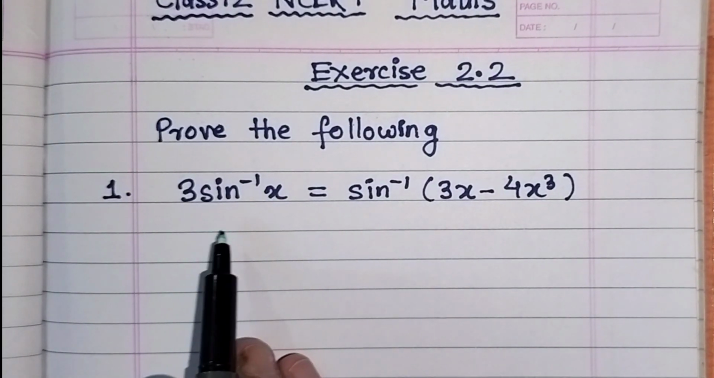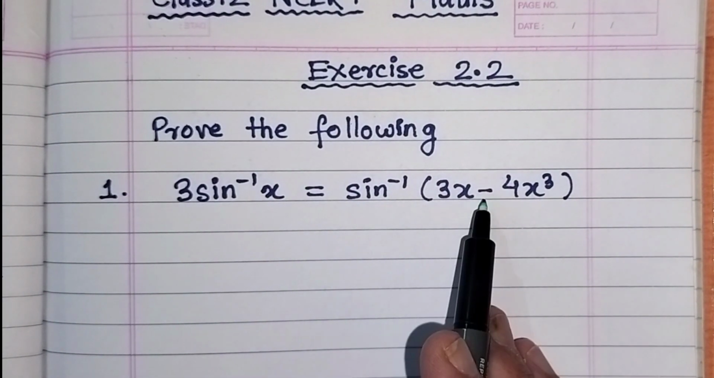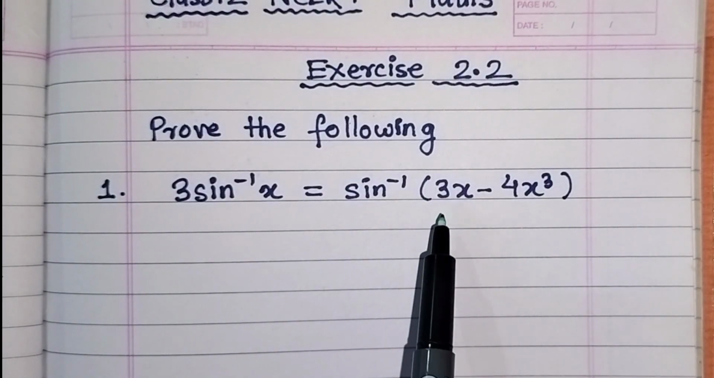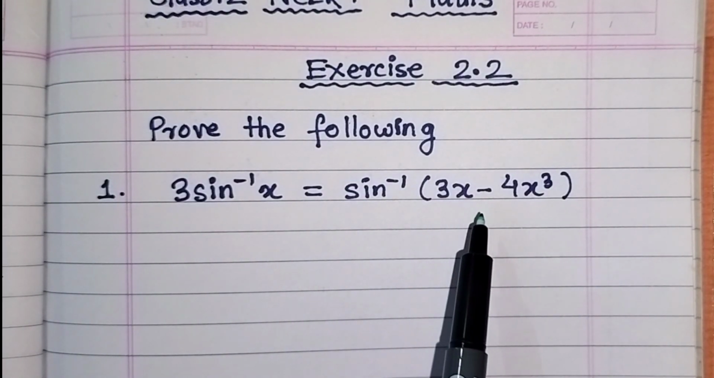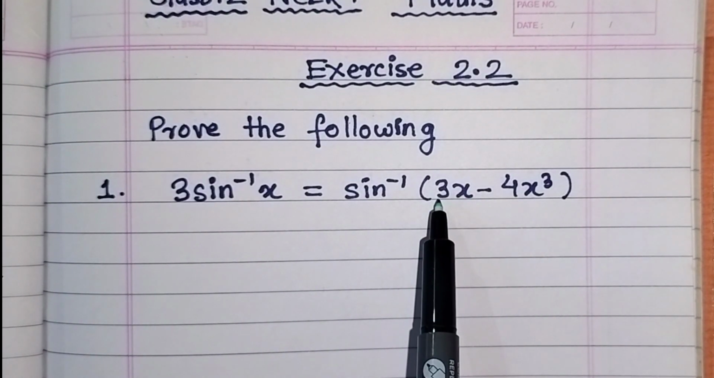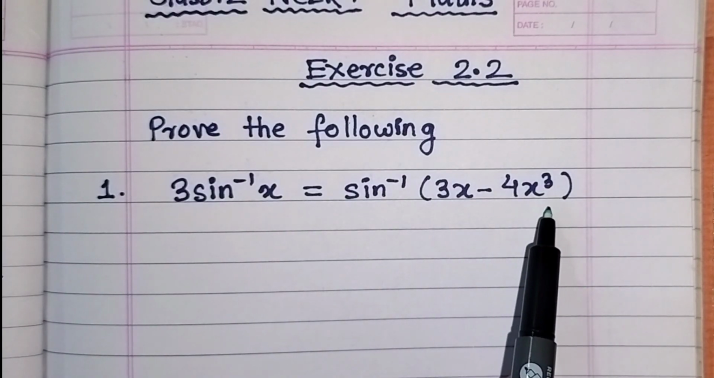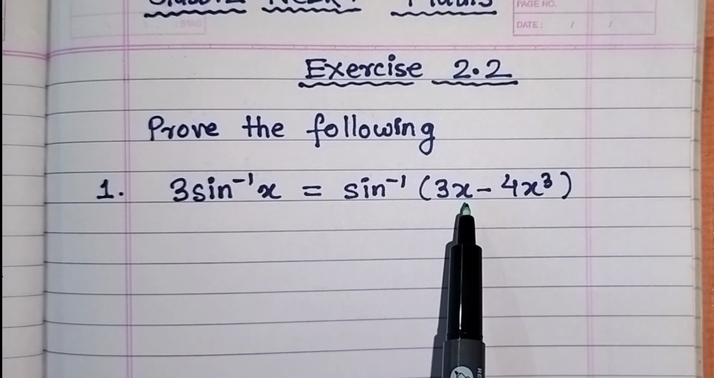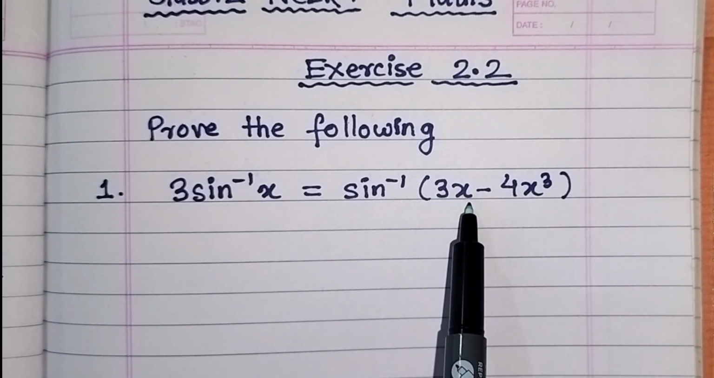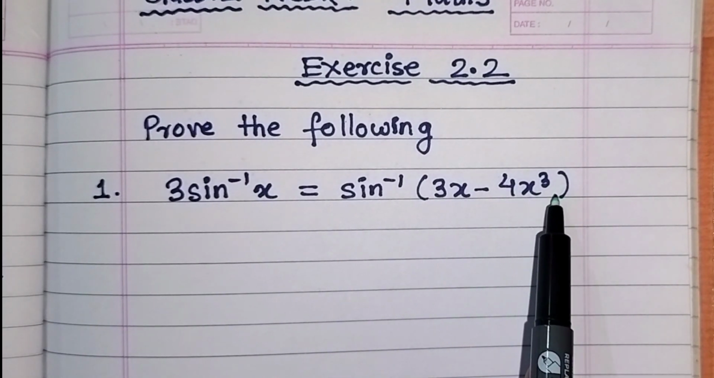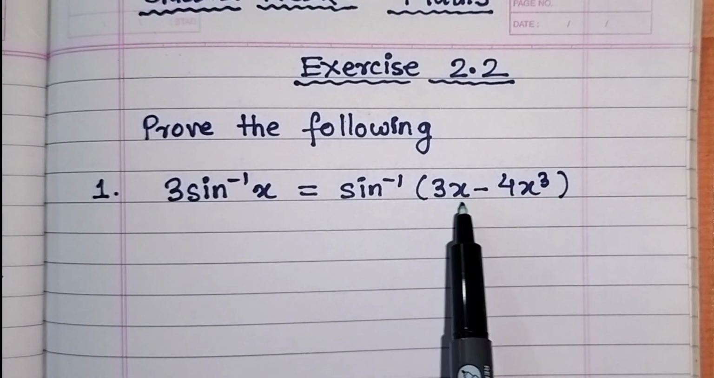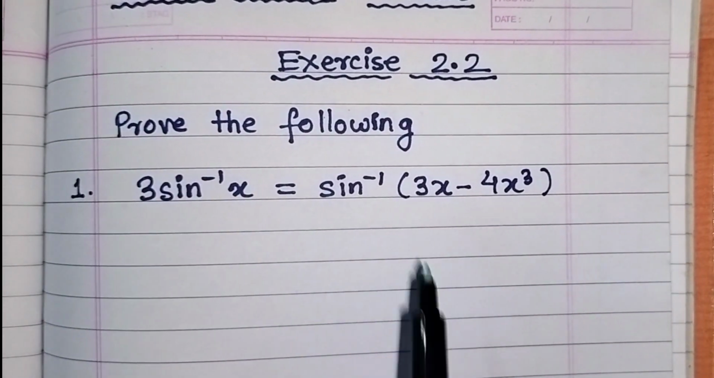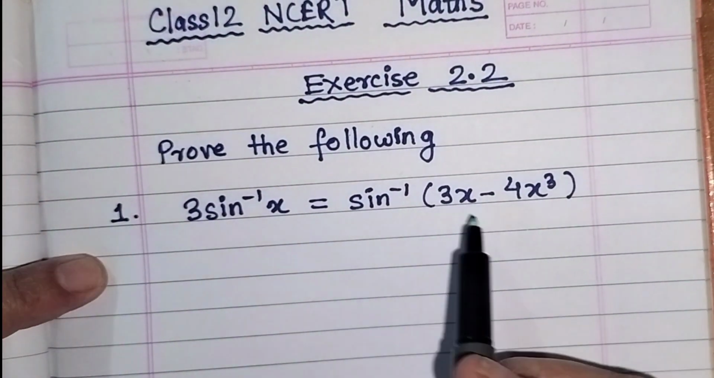Now whenever you see this kind of question, you have to apply the formula which you have already studied in your class 11th trigonometric functions. Looking at this 3x minus 4x cube, you have to recall the formula. If you put sine theta instead of x, it becomes 3 sine theta minus 4 sine cube theta. That is actually the formula of sine 3 theta. So like this you have to take the formula.